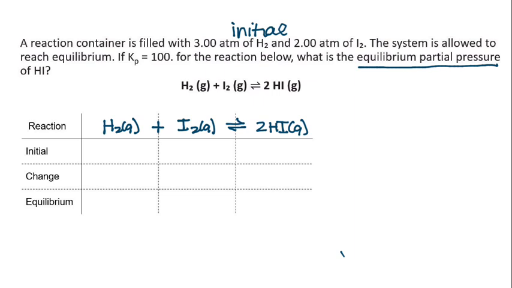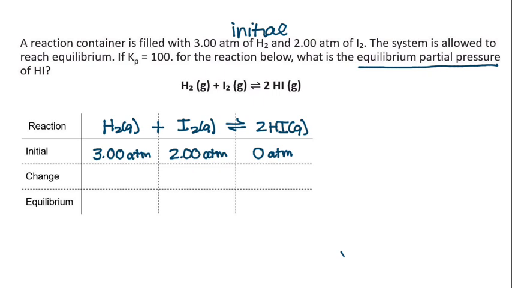Initial here means at the beginning of the reaction, so before the reaction has reached equilibrium. We can get the initial amounts from our problem because it tells us that the reaction container is filled with these things. So we'll enter here those initial amounts, 3 atmospheres of H2 and 2 atmospheres of I2. We don't know how much HI we have at the beginning of the reaction because the problem statement doesn't say anything about that. But because of the context of this problem, we are going to infer that we have 0 atmospheres of HI at the beginning.